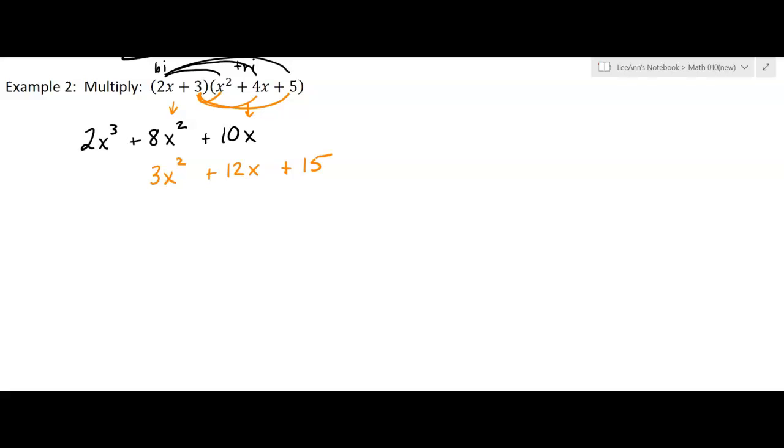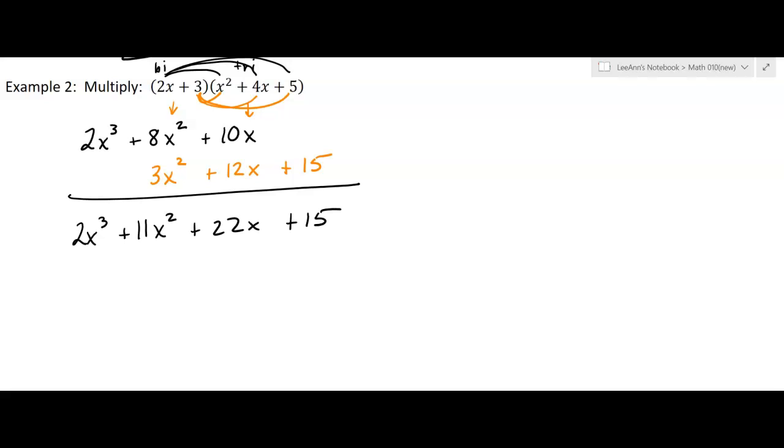Okay, so then I'm just going to add these up. And I have 2x cubed plus 11x squared. You have to remember to switch from multiplying to adding, right? Like kind of do your multiplication. Okay, then clear the screen. And now we're going to go with the adding. Okay, and then 10x and 12x, that's going to be 22x. And then plus 15. It's in standard form.